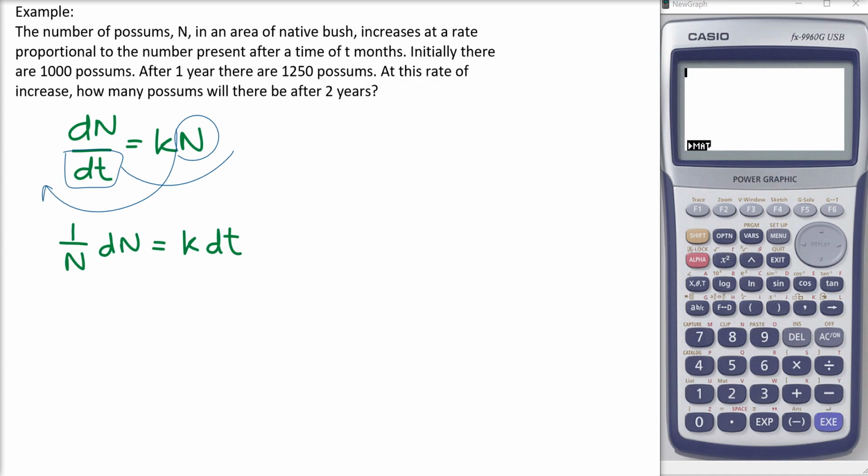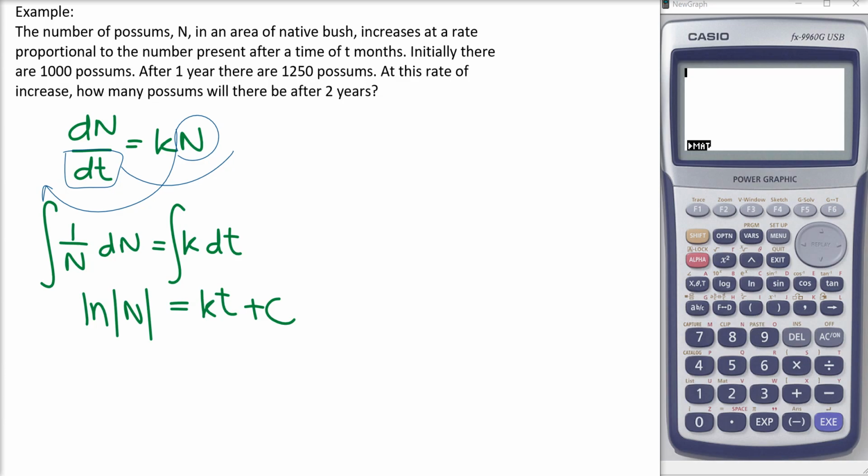As I said before, our algebraic manipulation isn't entirely accurate, but it's a way of thinking about it. You happy with that? Okay, what does the k represent? A number that is the proportional part of our increase. Happy with that? Now when I integrate this side and I integrate this side, I'm going to get the natural log of N equal to kt plus c.